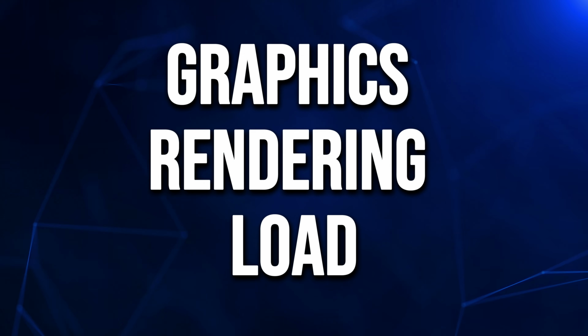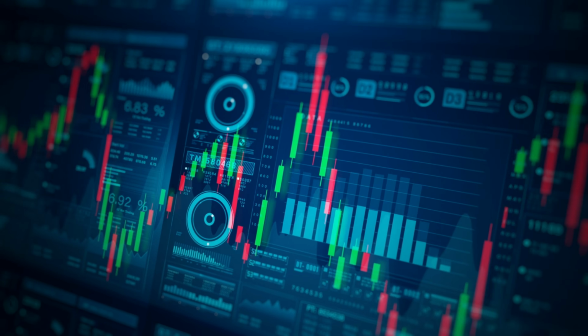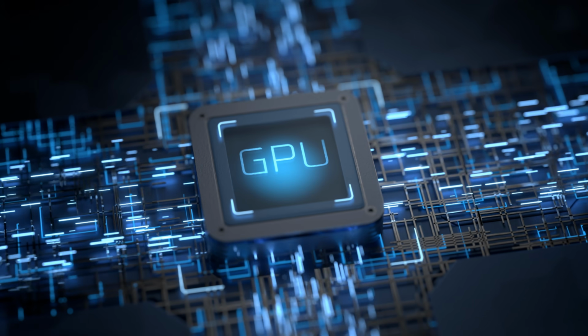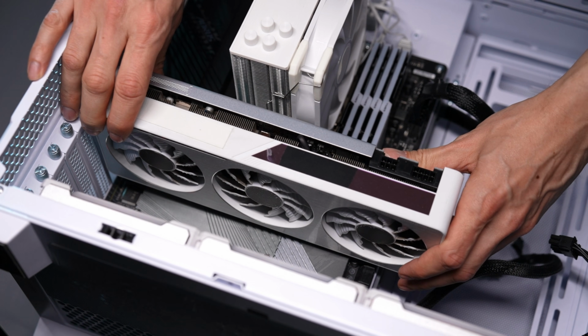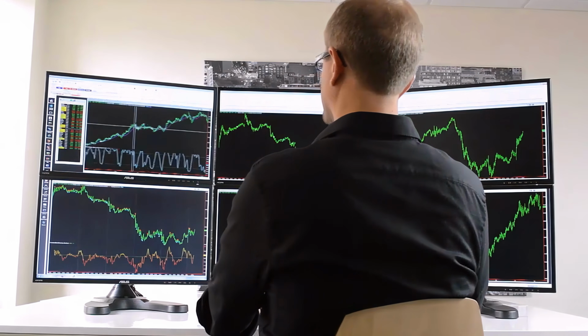The second cause of chart delay and lag is graphics rendering load. Every time your chart updates, the system redraws the entire chart window. Candles, indicators, trend lines, and labels all get repainted. And that process relies heavily on your GPU and the graphics card system, and it can become a bottleneck. And this gets worse when traders run multiple monitors.